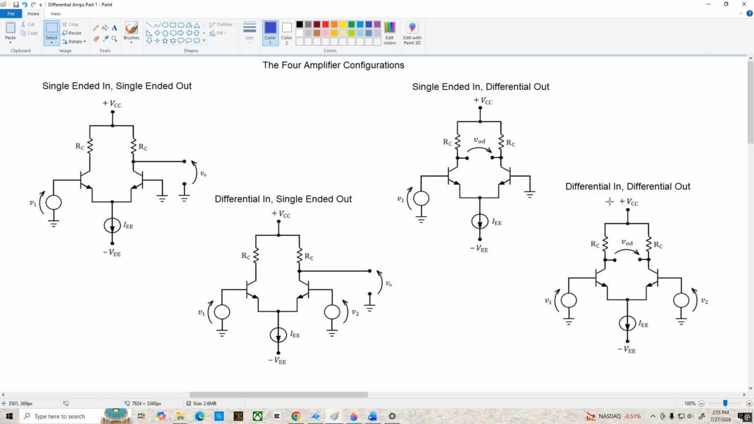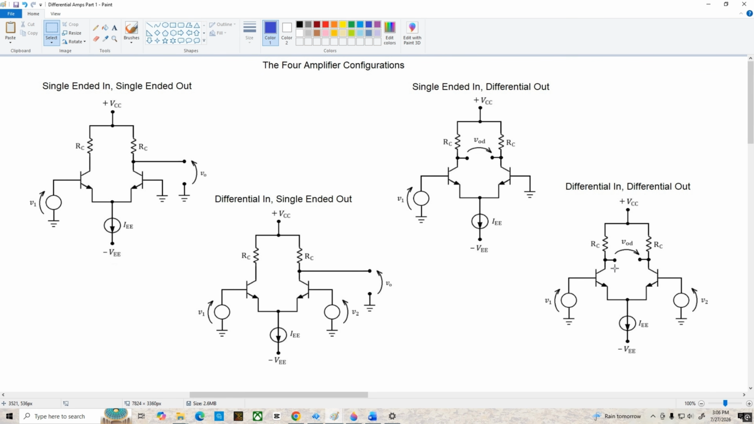And finally, we could have a differential input, differential output. We're applying signals to both bases, and we're taking the output across from collector to collector. And remember, the direction of this voltage sensing arrow is arbitrary, so we could get different signs associated with the gain or output voltage depending on how we configure this voltage sensing arrow.